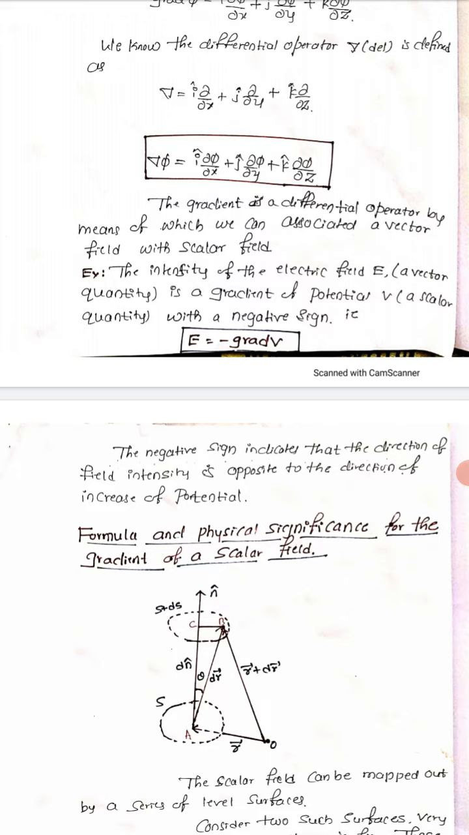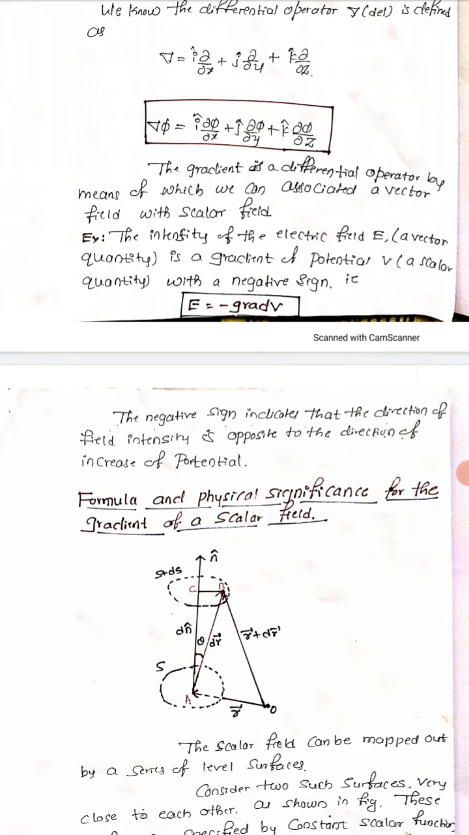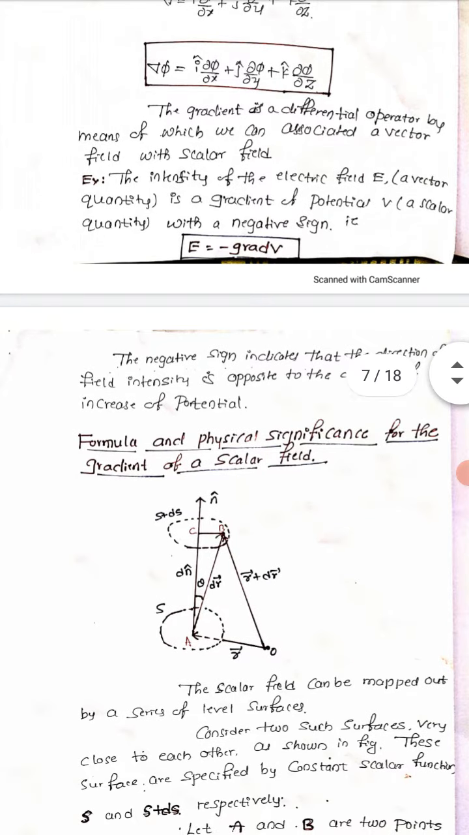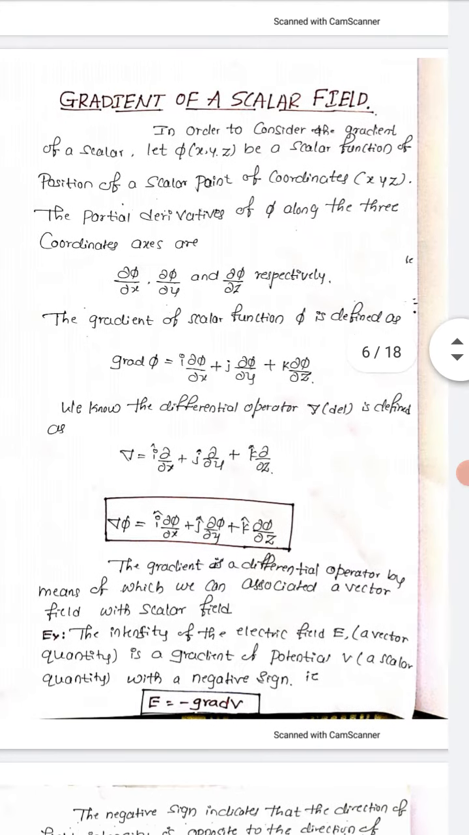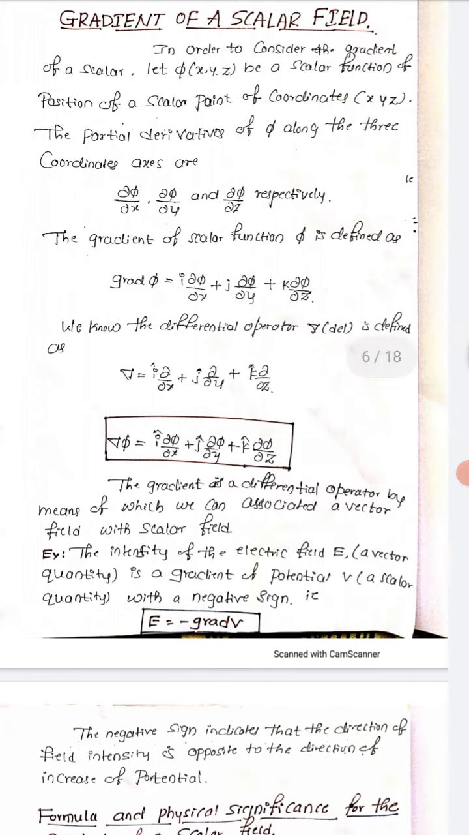The negative sign indicates that the direction of the field intensity is opposite to the direction of increase of the potential. That is the meaning of the negative sign. Okay, then this is the gradient of a scalar field.